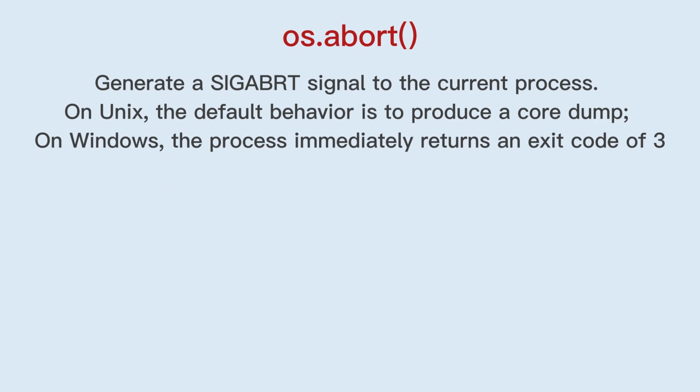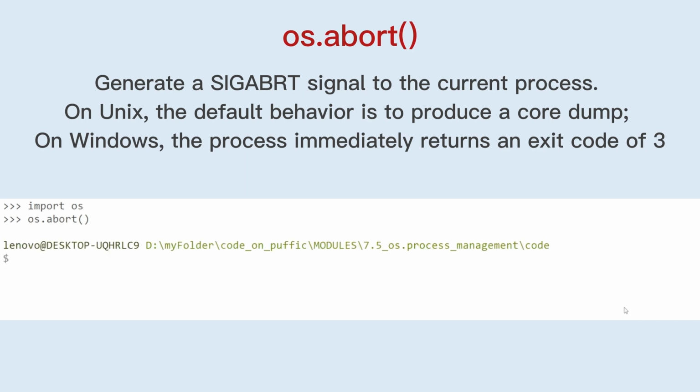os.abort. Generate a SIGABRT signal to the current process. On Unix, the default behavior is to produce a core dump. On Windows, the process immediately returns an exit code of 3. Be aware that calling this function will not call the Python signal handler registered for SIGABRT with signal.signal.